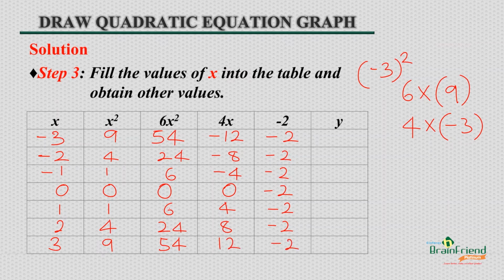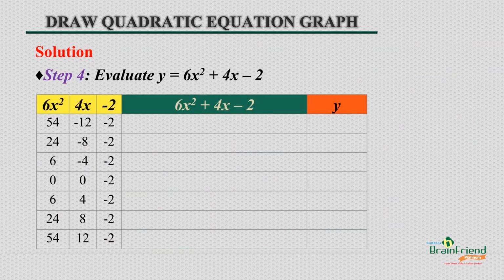Now let's see how to evaluate for y. Now our step 4 is to evaluate for the values of y, which is y equal to 6x squared plus 4x minus 2. Remember, these values on the left hand side were gotten in our step 3. So now let's see how to evaluate this. All we need to do is to write down the values here. 54 minus 12 minus 2 would give us 40. The next one is 24 minus 8 minus 2, and that will give us 14. In the same way, we fill in the other ones as well.